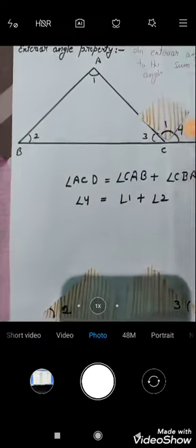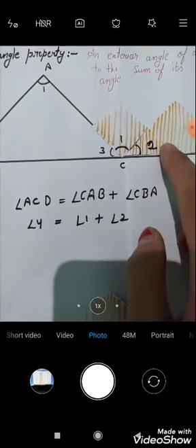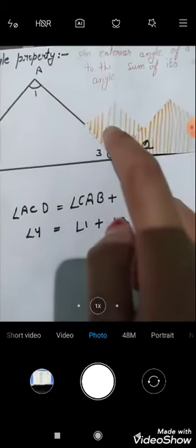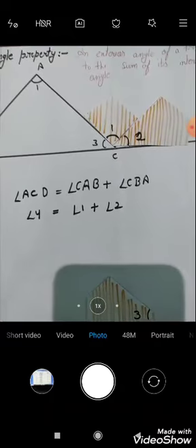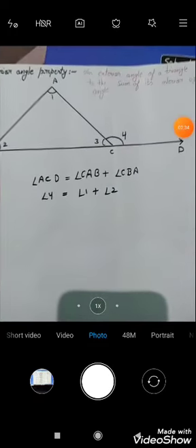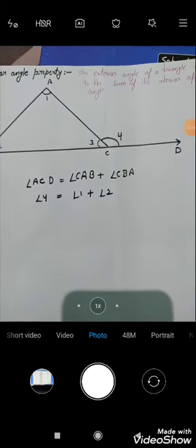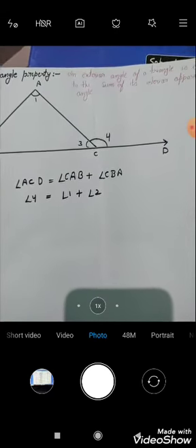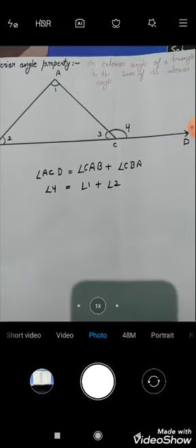From these 3 parts, we place angle 1 and angle 2 on the exterior angle, meaning angle 4, and here we can see that angle 1 and angle 2 completely overlap angle 4. What does it mean? It means angle 4 is equal to angle 1 plus angle 2. In this way we can verify that the exterior angle of a triangle is equal to the sum of its interior opposite angles.